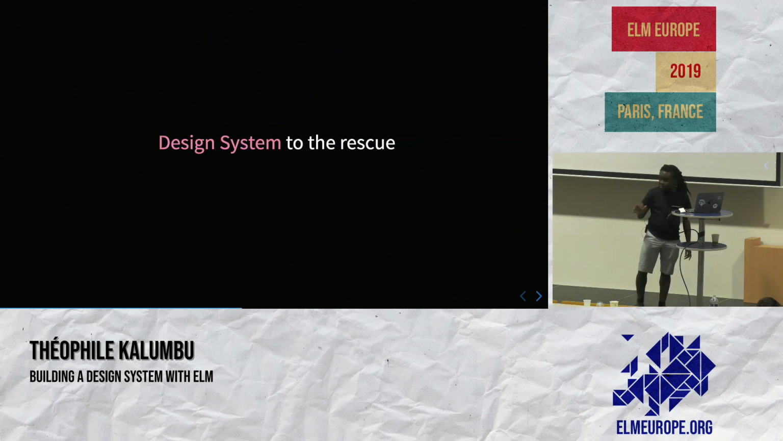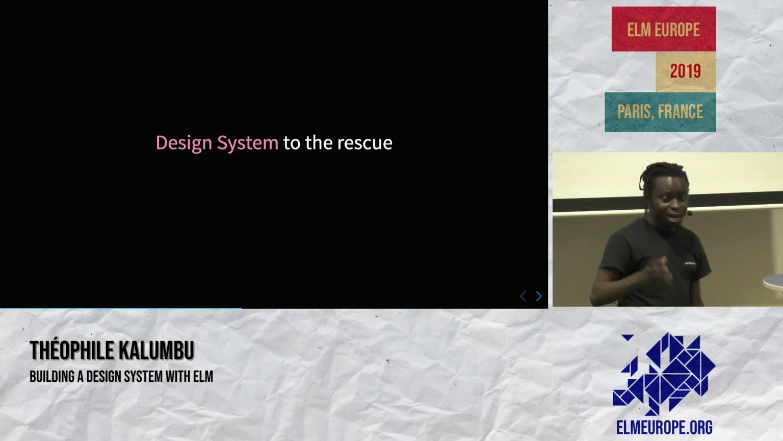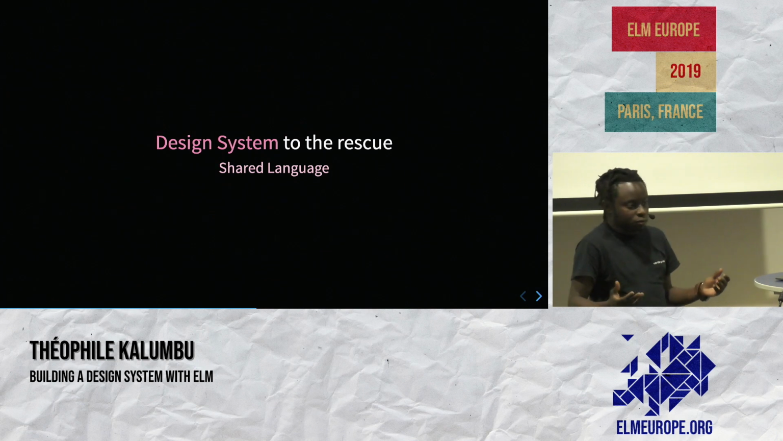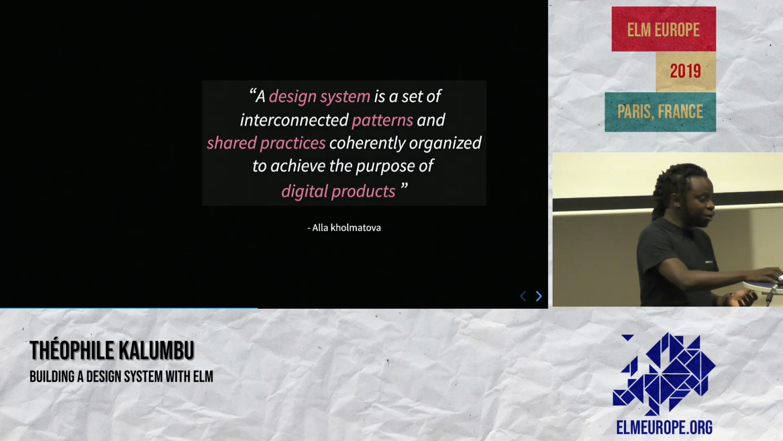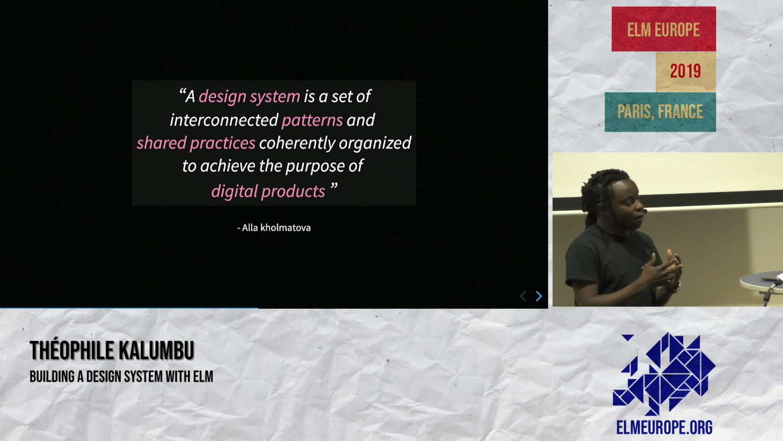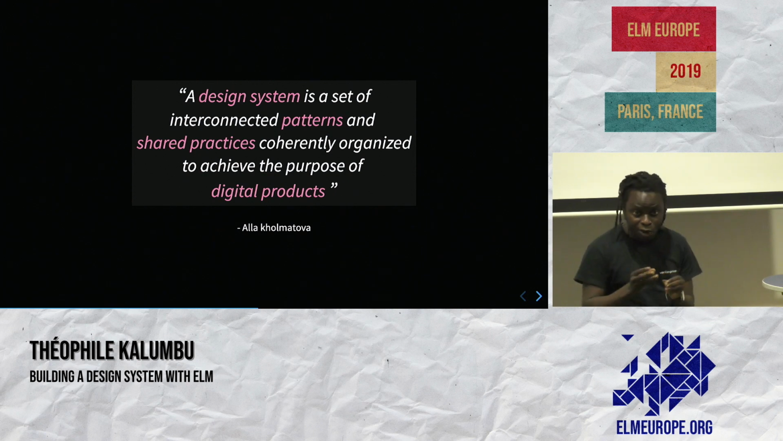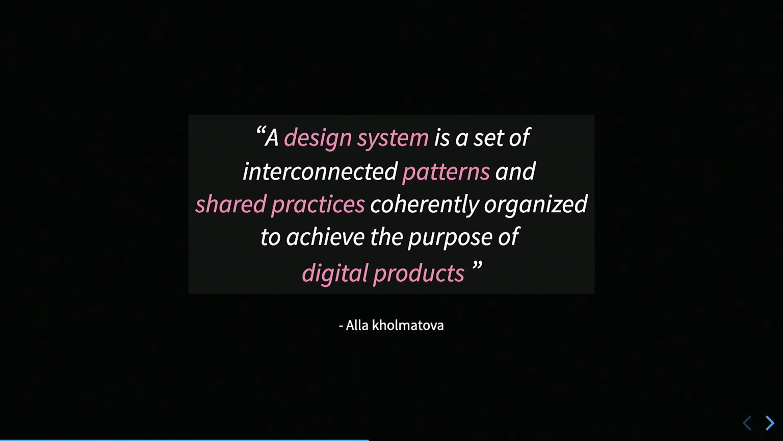And design systems are all about that. Building a language and having a shared language between the designer and the developer or any person working on the project. So many brands have that, and this is a small definition. A design system is a set of interconnected patterns and shared practices coherently organized to achieve the purpose of digital products. In a nutshell, it means that the designer and the developer have a common goal, which is to deliver the best product for the clients. And design systems are here to help them with that. So many big names use that.